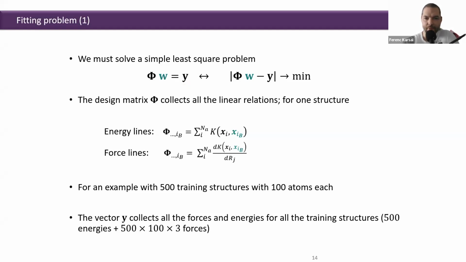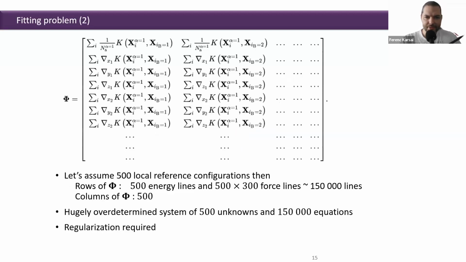Let's take an example. For example, for 500 training structures and 100 atoms in each training structure, that would be 500 entries for the energies, 500 times 100 times 3 because of the 3 Cartesian directions for the forces. And this is also the same dimension as y has, so as y with the reference energy, so training energies and forces and stresses, of course. The other dimension of this design matrix, the columns, contain the number of local reference configurations. This is also the number of weights we have in the system.